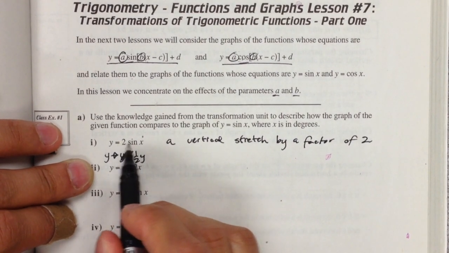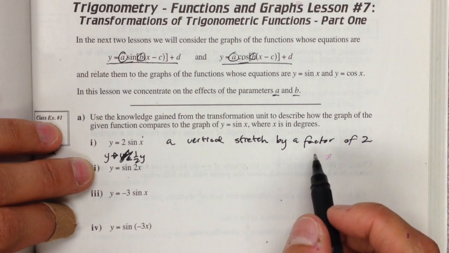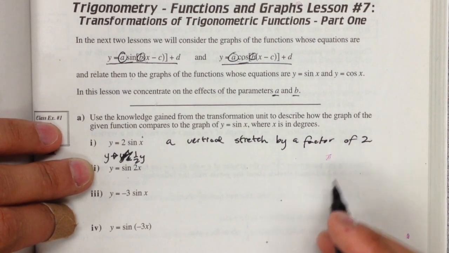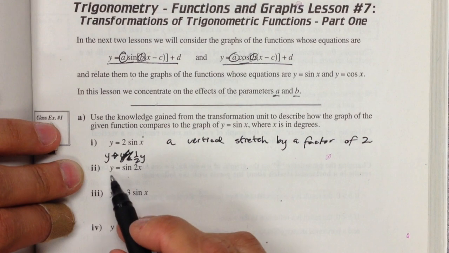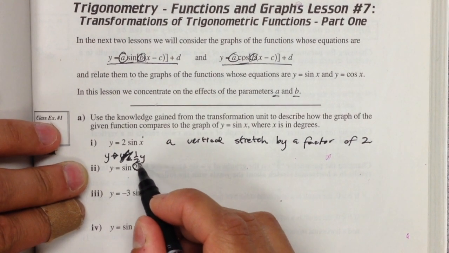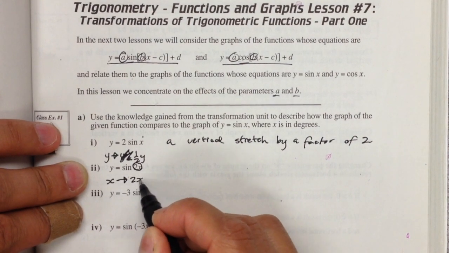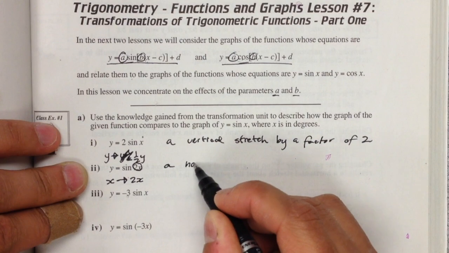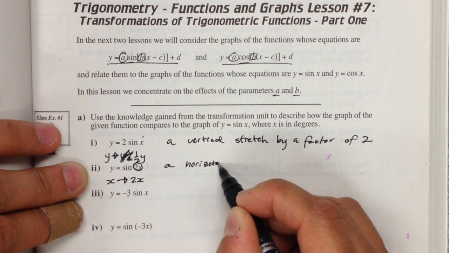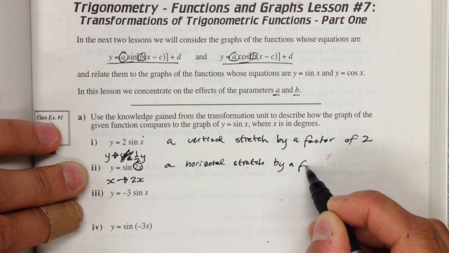So I would have to divide by 2 on both sides, or multiply by 1/2, but it's going to be a vertical stretch by a factor of 2, so a vertical stretch up and down. If I have y equals sine 2x, remember this 2 is acting on my x value, so that would be x to 2x. This would be a horizontal stretch by a factor of 1/2.